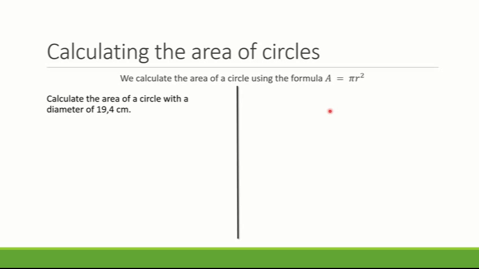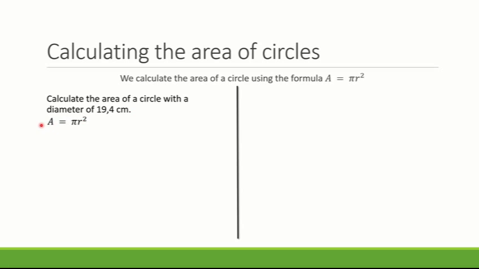Let's have a look at an example. Calculate the area of a circle with a diameter of 19,4 centimeters. Watch out. This can be a little bit tricky because you've been given the diameter, not the radius. But we do know that twice the radius will give us the diameter, so we can use that when we work out what the area of the circle is going to be.